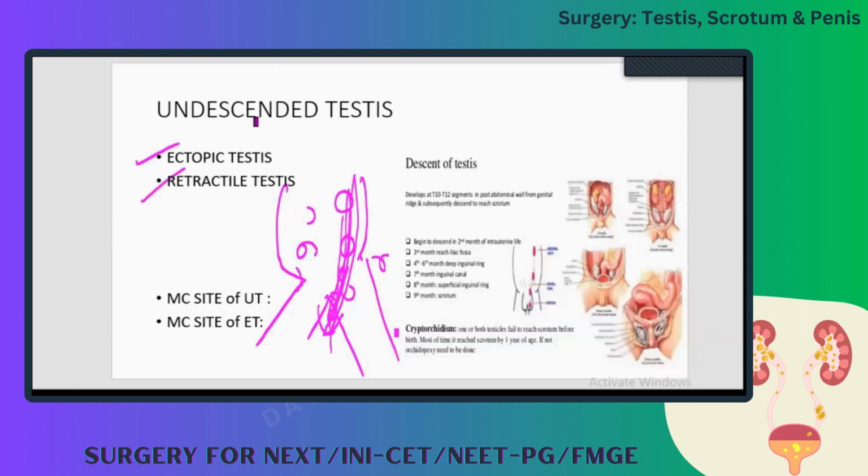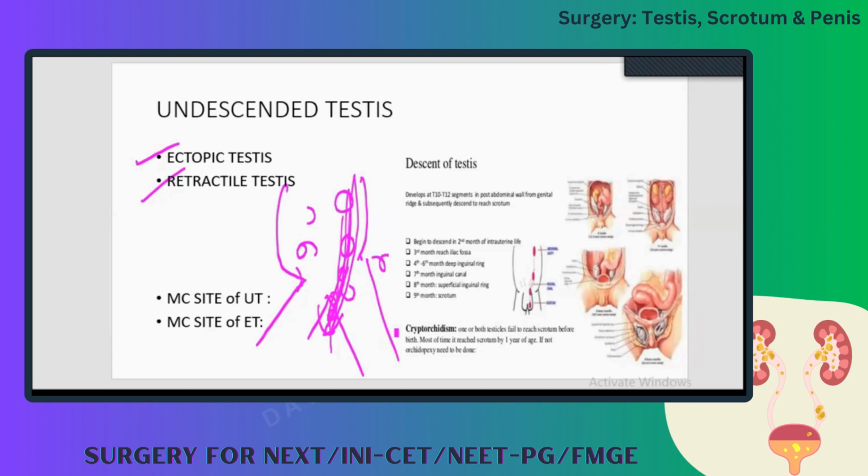What is this retractile testis? As the word says, is it retracted? Yes, it is because of the overaction of the cremasteric muscle. Sometimes the cremasteric muscle becomes extensively tough and pulls the testis up above. After some time, once the muscle relaxes, the testis will come down to the normal position. So this is known as retractile testis.